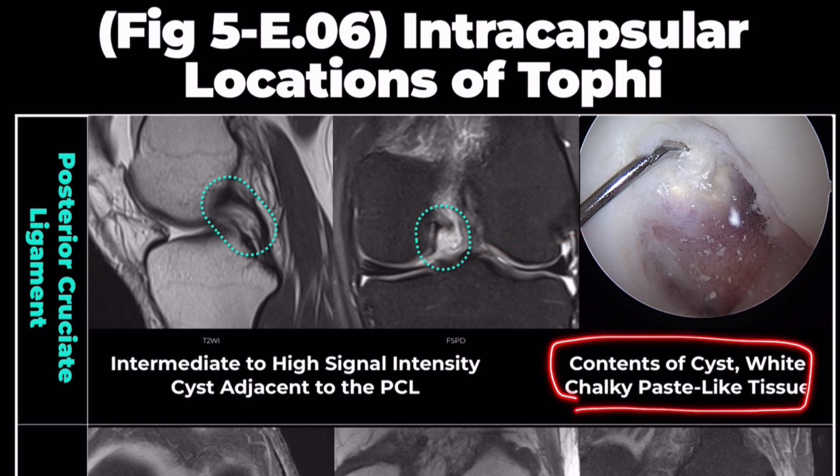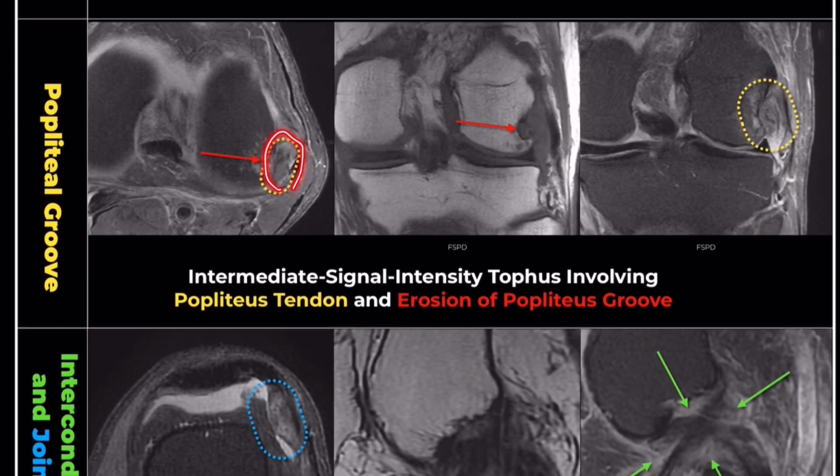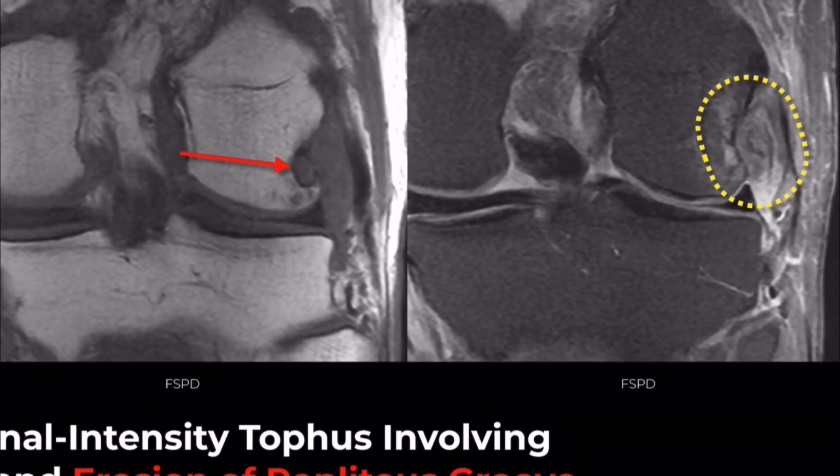Arthroscopic examination reveals the cyst contents to be a white, chalky paste-like tissue. The second case involves a tophus located in the popliteal groove. The MRI features an intermediate signal intensity tophus involving the popliteus tendon, accompanied by erosion of the popliteal groove.